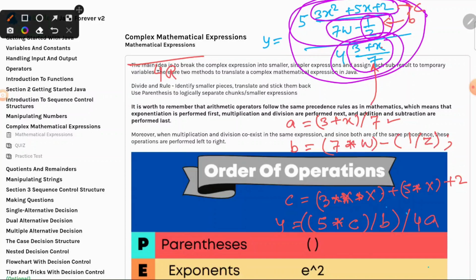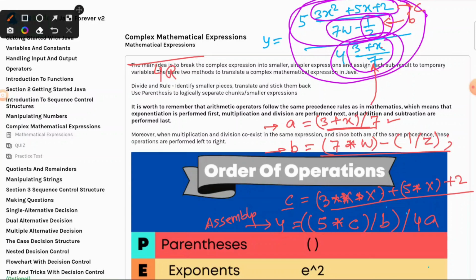As you notice, I declared some temporary variables to store small chunks. B becomes this, C becomes this, and then finally I assembled it back. This is my assembly. At the end, I went back and used all the temporary variables and assembled everything back. This is much easier than using so many parentheses and trying to do it all in one. It would be a nightmare to manage. This is what I refer to as the divide and conquer technique.